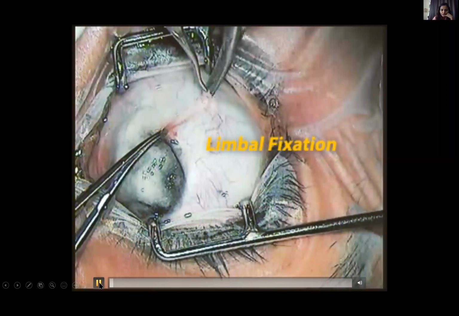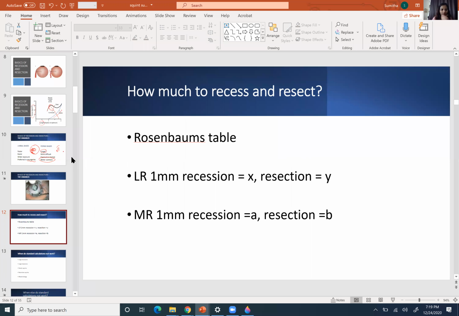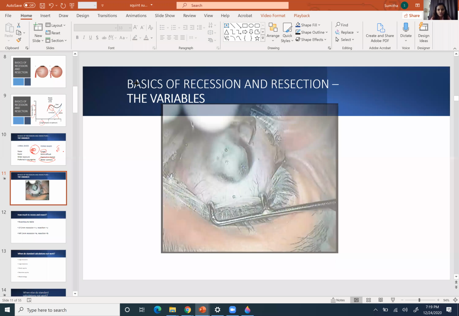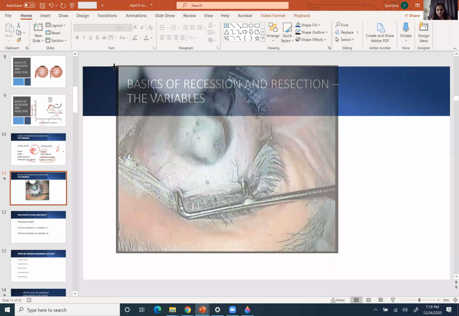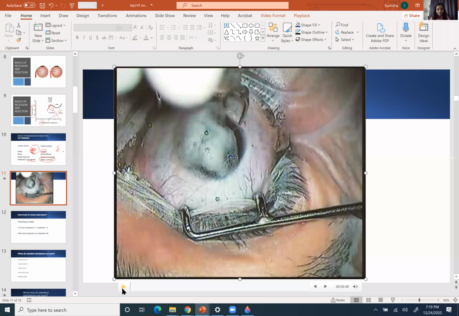I'll play it again for you. That's a blunt hook. It's called a Von Graefe's hook. I think I will just play it this way so that I can pause it at any point. It's just going into presentation mode, so it's a little difficult. So we just play it like this.